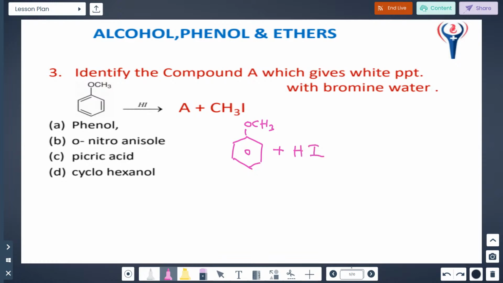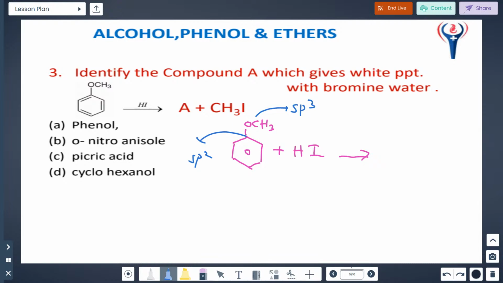I told you, whenever you add HI, there are 3 rules. Those rules you must follow. Iodine always prefers the smaller alkyl group. Then iodine always prefers tertiary carbon. Then iodine always prefers sp3 carbon. These 3 rules you must know, then only you can get the product. But in this case, I told you, this carbon is called sp3 carbon. Understood? This carbon is called sp2 carbon. Whenever you add HI, iodine always prefers sp3 carbon.